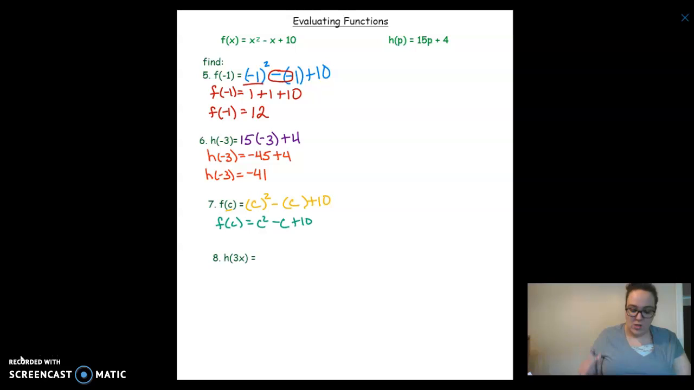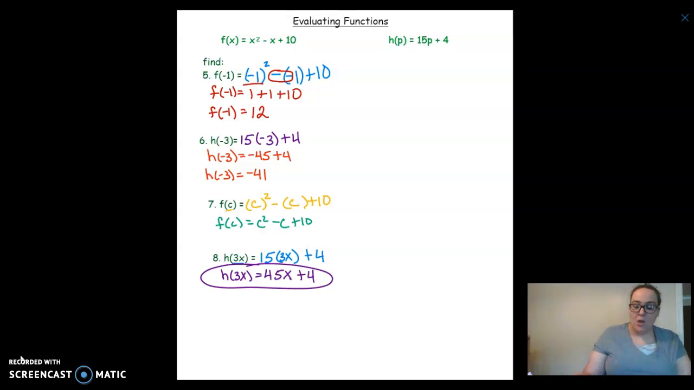Last one, h of 3x. Okay, so h of 3x. I am making sure I use the h of p function, 15 times p plus 4. Inside for p it says I'm putting 3x. Alright, so when I simplify this one, h of 3x equals 45x plus 4. Can I combine those together? Nope. That becomes my final answer.